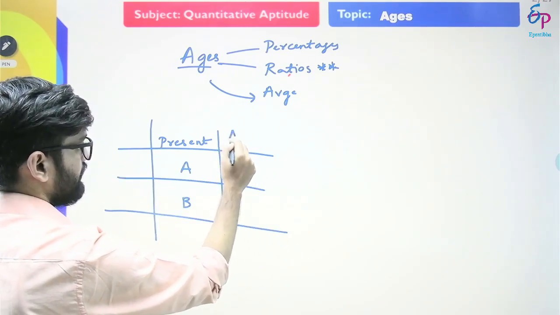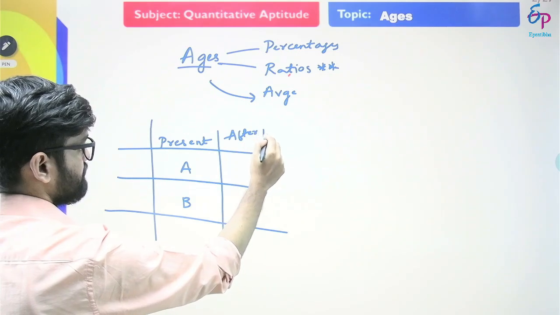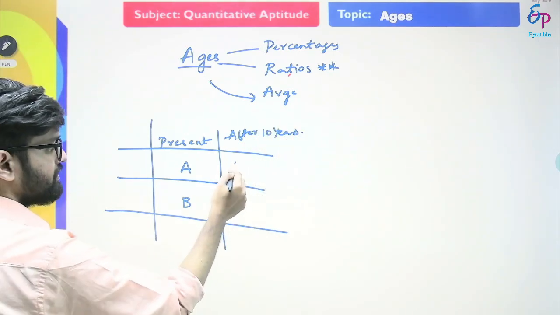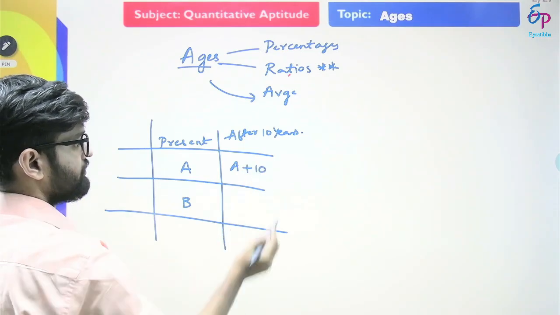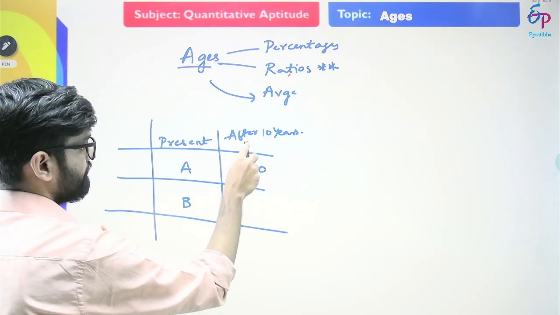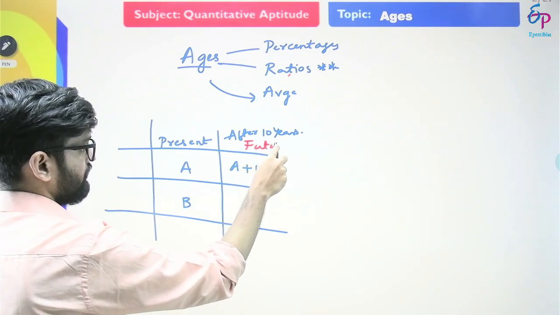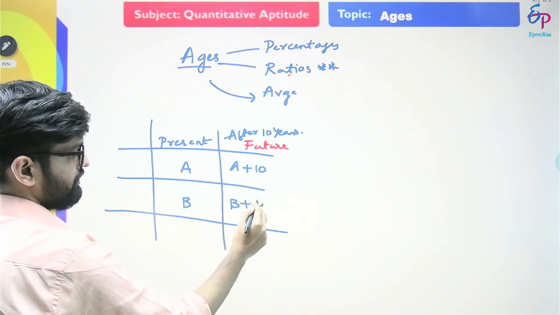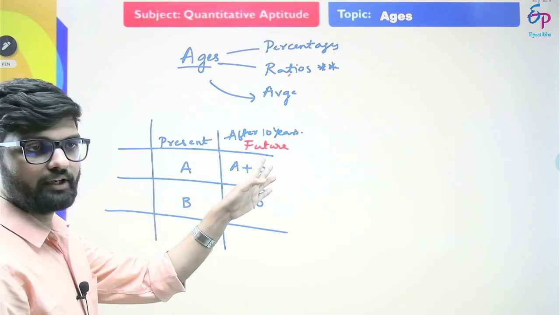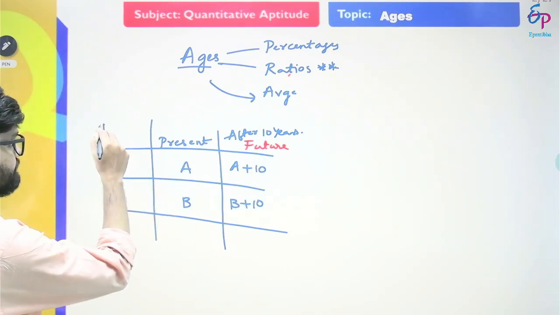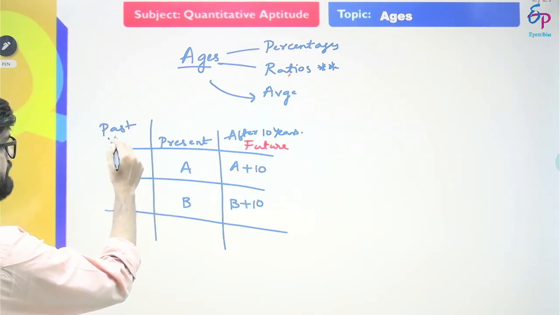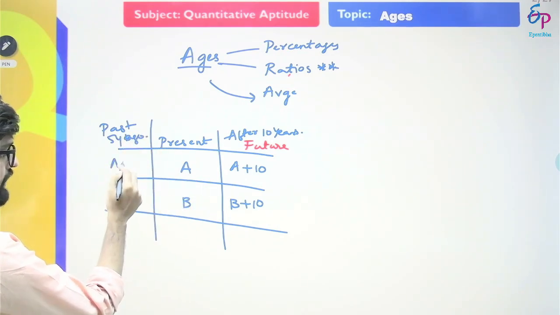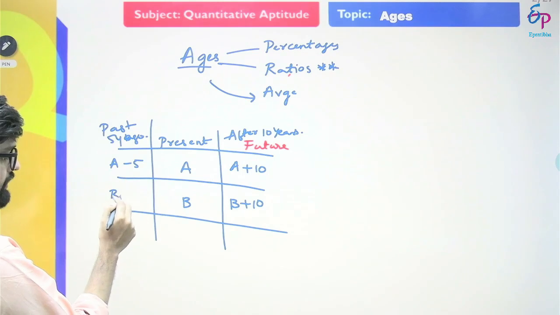Next, after 10 years. After 10 years the age of this person will be A plus 10. Yes or no? That means this is the future. After 10 years, what will be the age of B? It will be B plus 10. So this is the present, this is after 10 years, and this is the past. Suppose the past is 5 years back, 5 years ago. So A minus 5 and B minus 5.